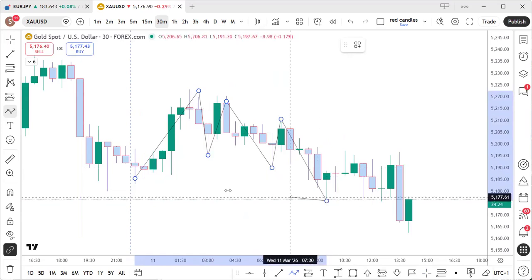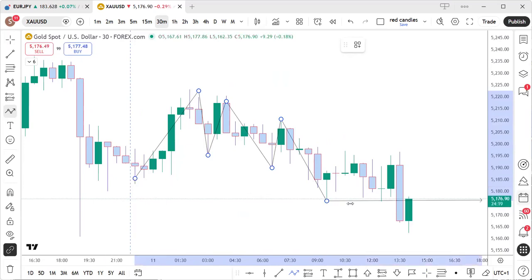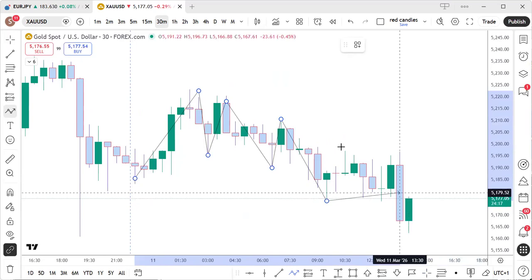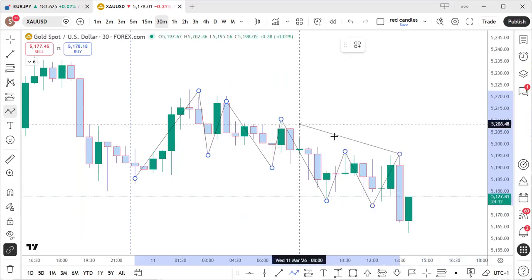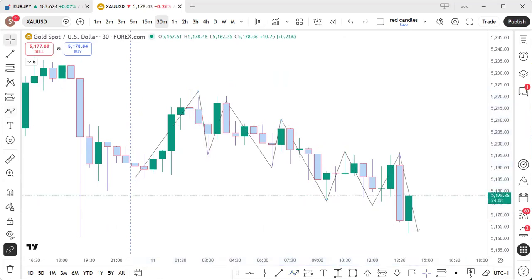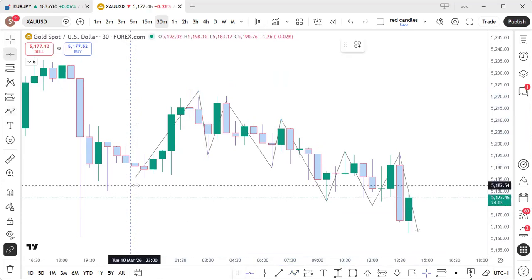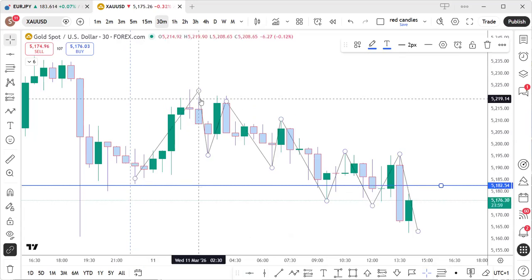right? Eventually breaking this structure here. See this level here where it started from. So we had a break and close below on this candle here. So essentially what you have is a market that has broken structure to the downside. Yes. So why do we say it's broken structure to the downside? So this was our last point where it pushed up. Okay.